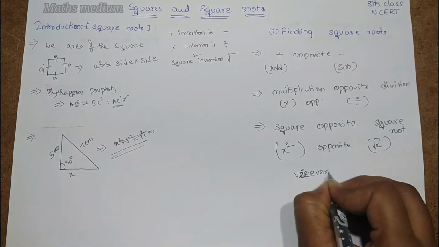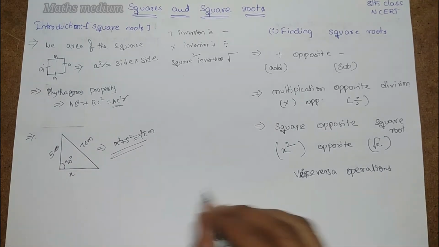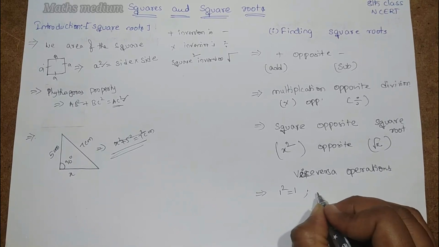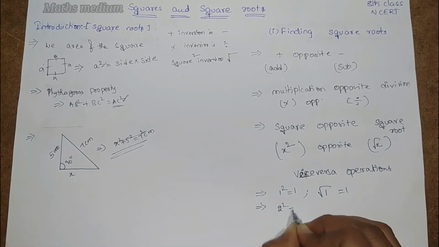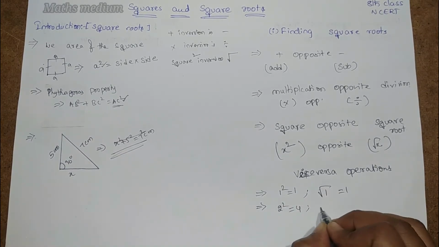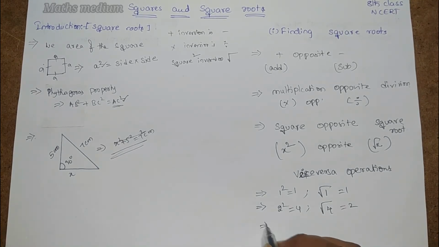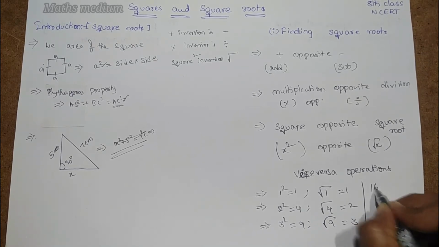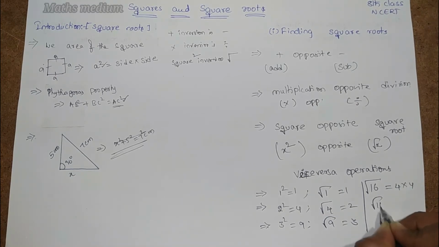These are the vice versa operations to find the square roots. For example, 1 square is equal to 1. Now square root of 1 is 1 again. If you take 2 square is equal to 4, right? Now square root of 4 is equal to 2. Can we write like that? Yes, we can write like that. Next, 3 square is equal to 9. Similarly, square root of 9 is equal to 3. If you take 16, what is the square root of 16? 4, because 4 into 4, root over 16 is equal to 4.